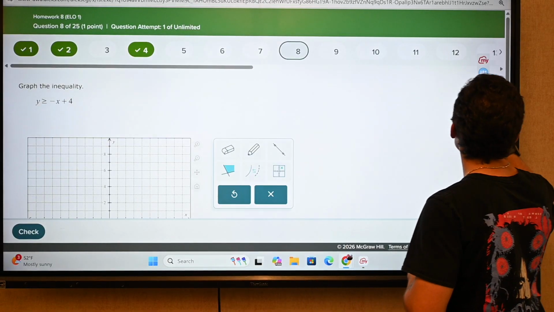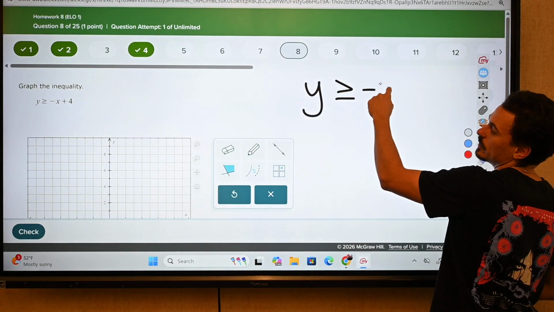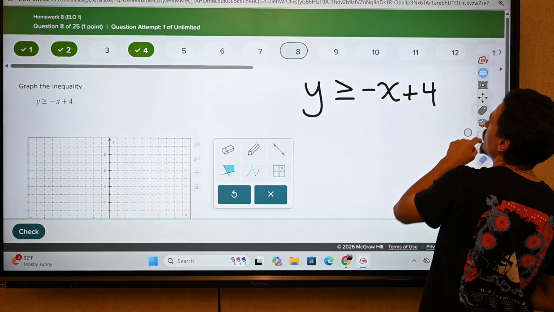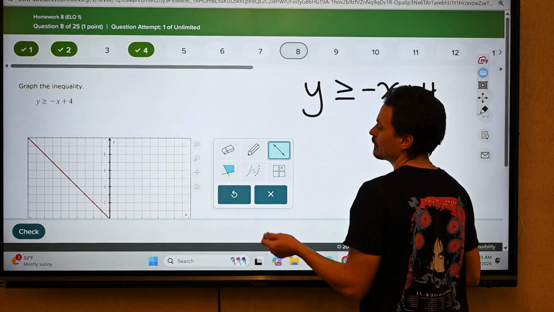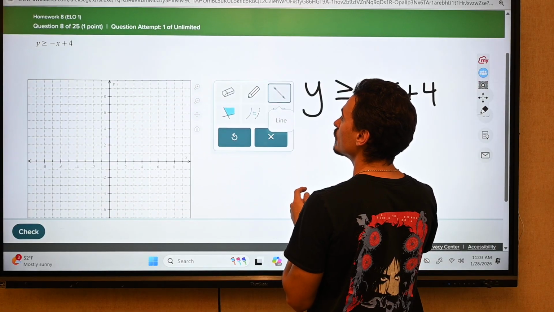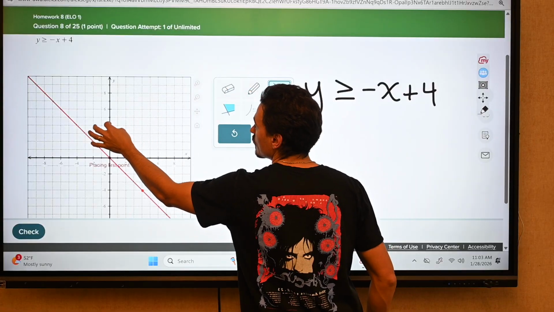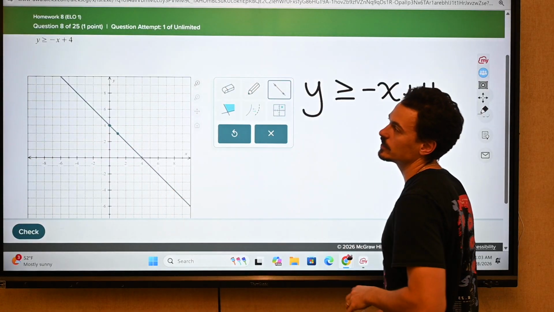Okay, here we go. I'm going to do this one. Okay, so this one is y is greater than or equal to negative x plus 4. So when you make your line right here, there we go. So we have plus 4 minus x. Okay, so there's our line.